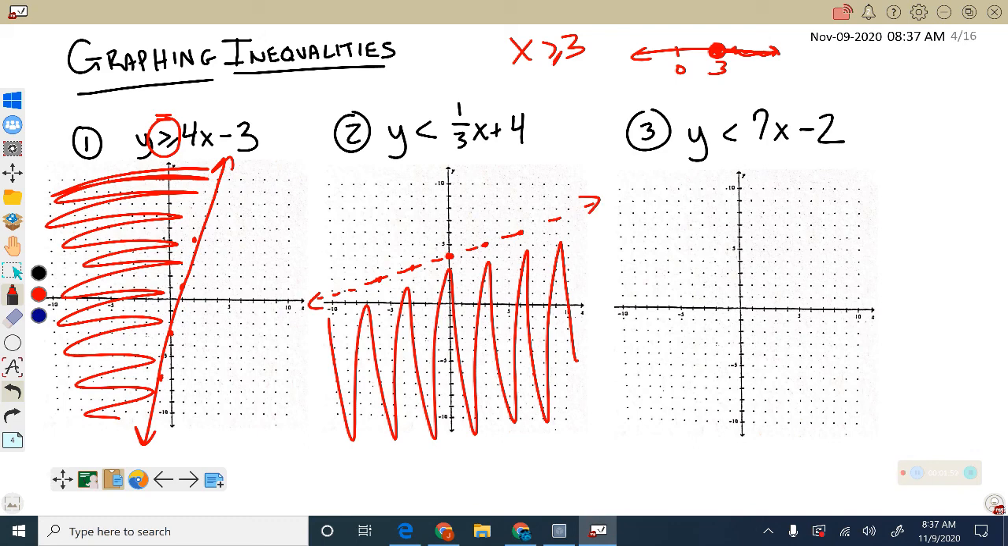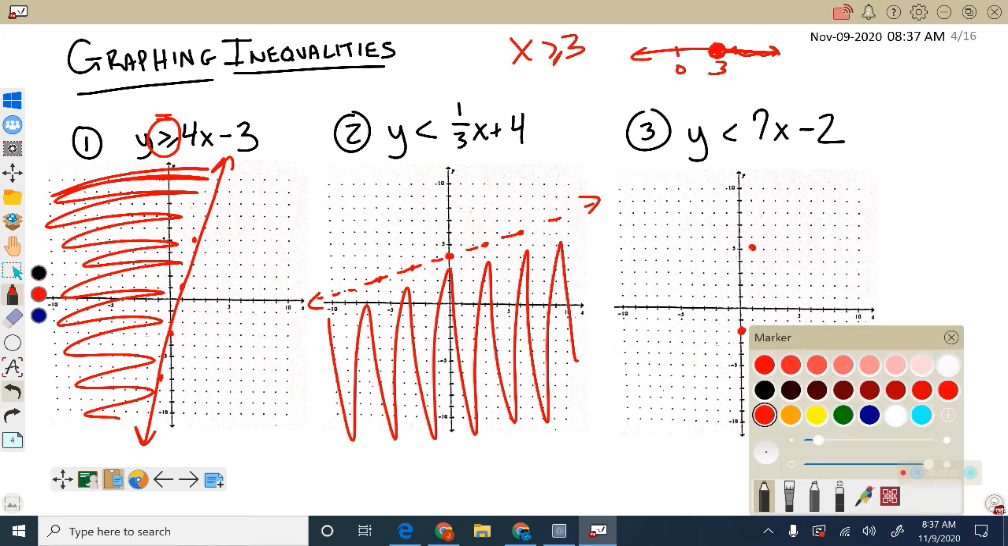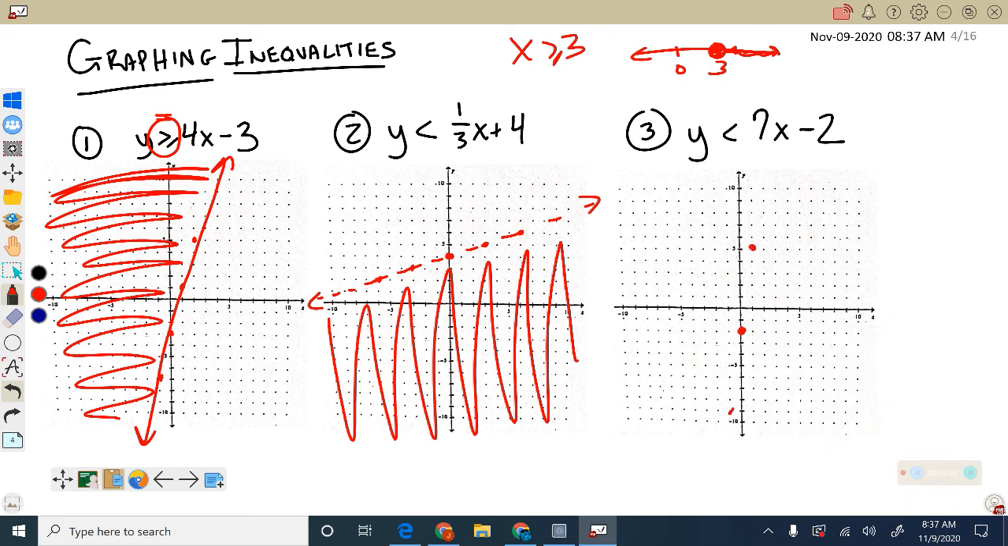Number 3, y is less than 7x minus 2, so here's -2. We're going to be going up 7, right 1, or down 7 and right 1. So not much to go on here. It is no equal to sign again, so we have a dashed line through those 3 points. And now again the question is whether we're shading above or below, and this one's really tough because the line is almost straight up and down. Well, I'm shading below the line.